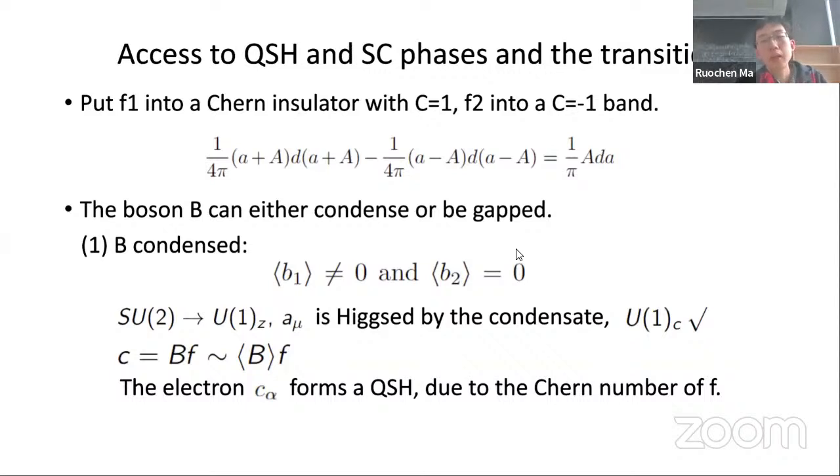Let me first remind you that the B boson does not carry the global U(1) charge. The global U(1) charge is carried by the fermionic parton. So the condensation does not break the global U(1) charge conservation. The U(1)_C is intact here. However, since the boson carries the SU(2) spin rotation symmetry charge, the spin rotation is broken down to a U(1) subgroup, let's say U(1)_Z.